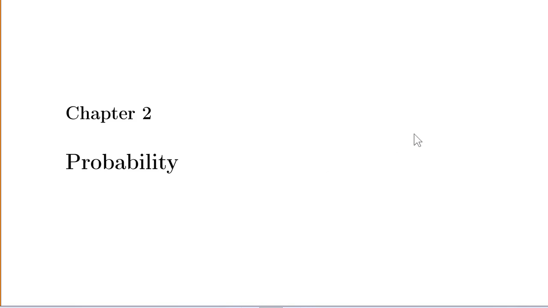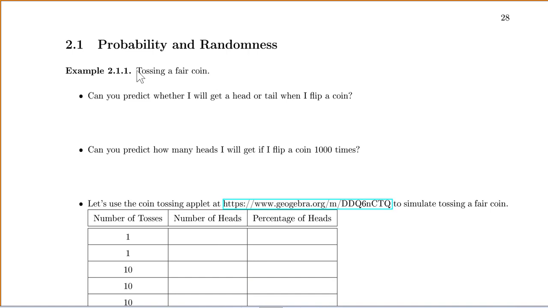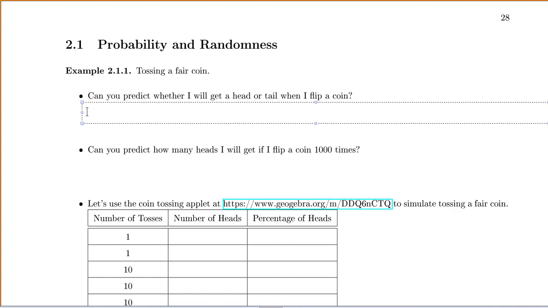Let's talk about probability. So first, what does probability mean? Well, we like to start by talking about randomness first. So let's say we want to toss a fair coin. To start with, could you predict whether I will get a head or tail when I flip a coin? Well, no. Before you flip it, you don't know if it's going to be head or tail.